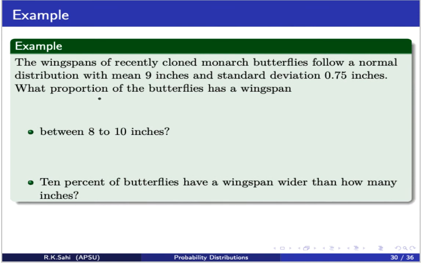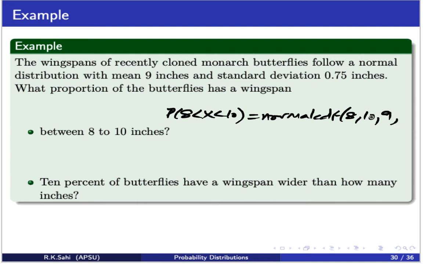Now, again, it's the same problem, but here the question is, what is the proportion of the butterflies that have a wingspan between 8 to 10 inches? So that means we're looking at probability 8 less than x less than 10. What's the formula? We're going to do normal CDF: 8, 10, 9 is the mean. Remember, that's the mean we're talking about, standard deviation 0.75. Once again, when you plug it in the calculators, I know you're much more calculator savvy now. So the answer is 0.81757.